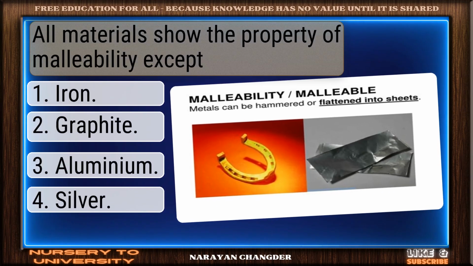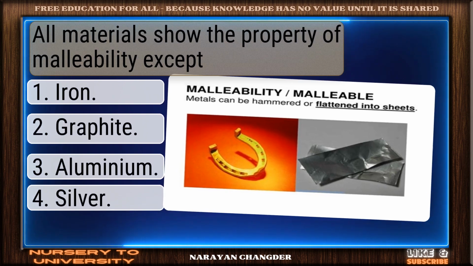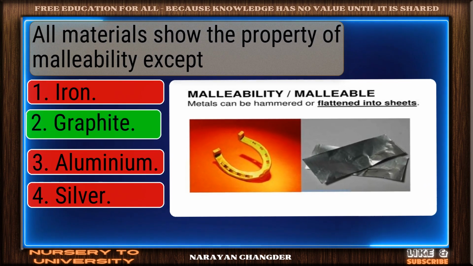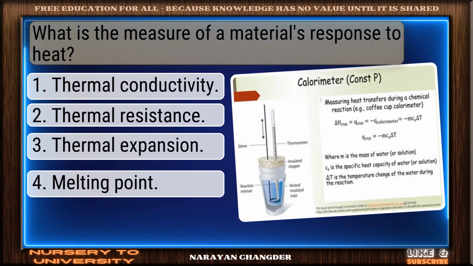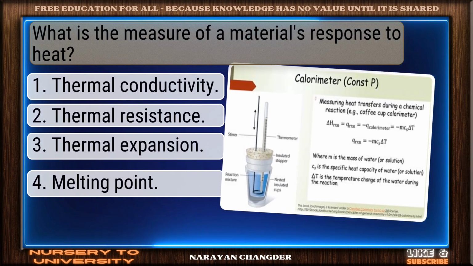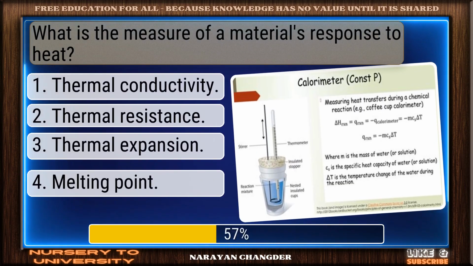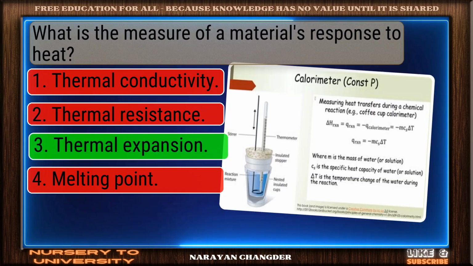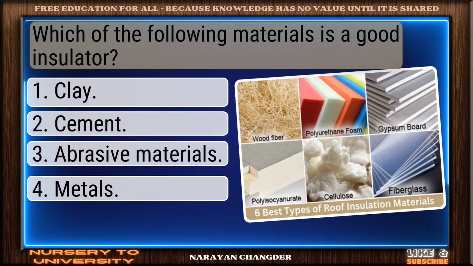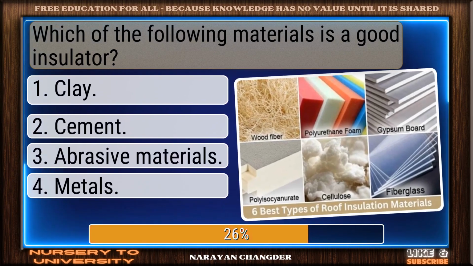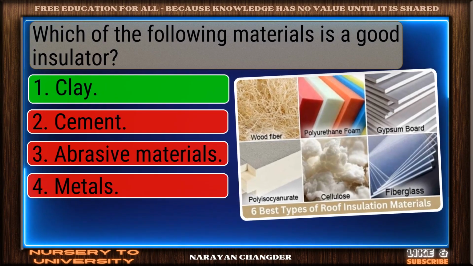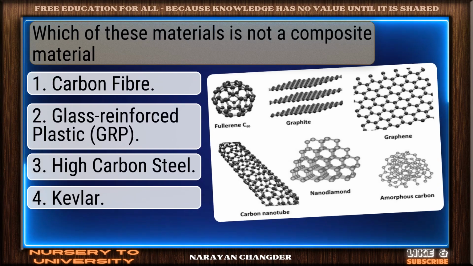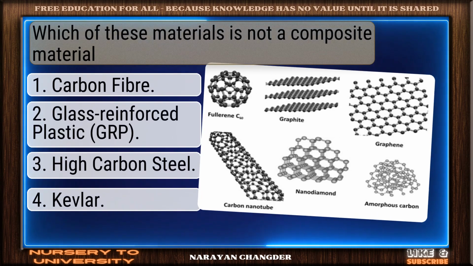All materials show the property of malleability except. Smart pick. Graphite is the correct choice. What is the measure of a material's response to heat? Correct. Thermal expansion is the right answer. Which of the following materials is a good insulator? Good thinking. Clay is the right answer. Which of these materials is not a composite material?